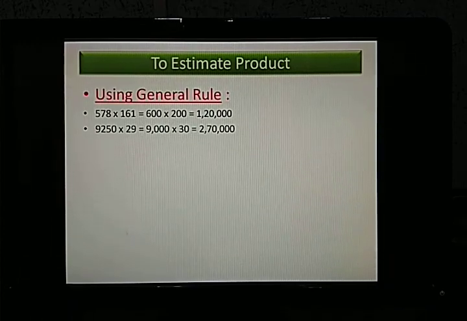So that's it. I hope you have understood the topic called estimation. Go through your textbooks and practice the sums, then you will have a more clear idea.